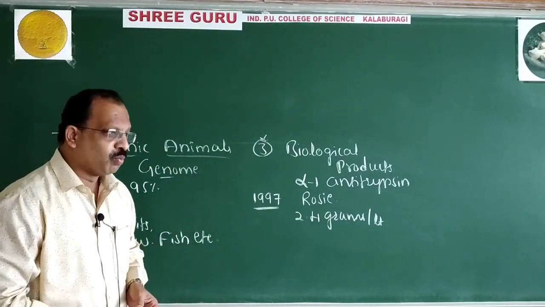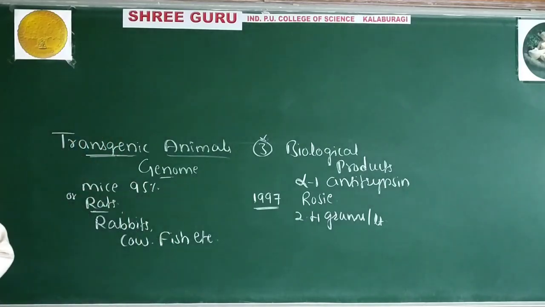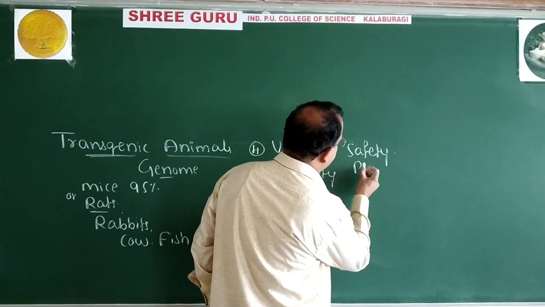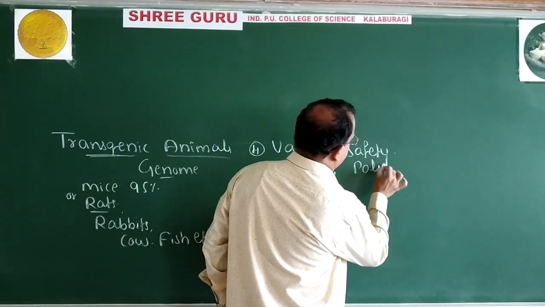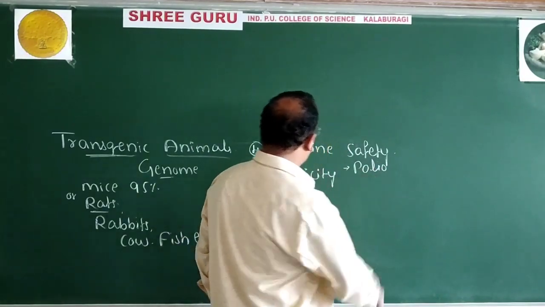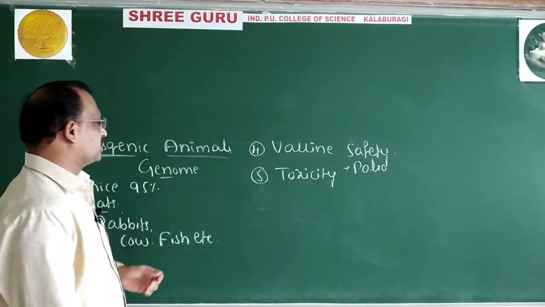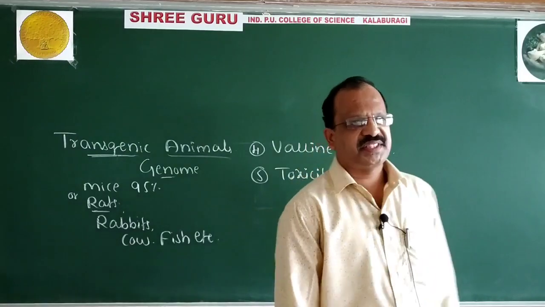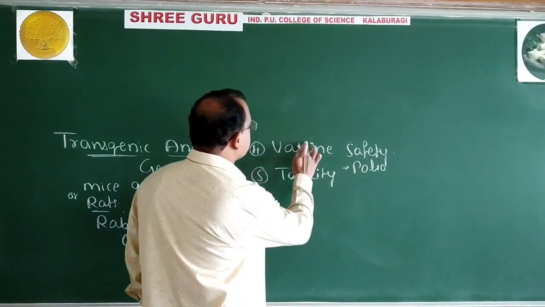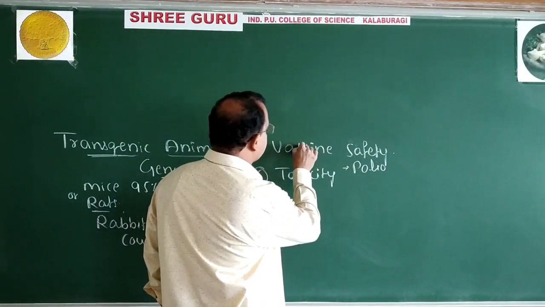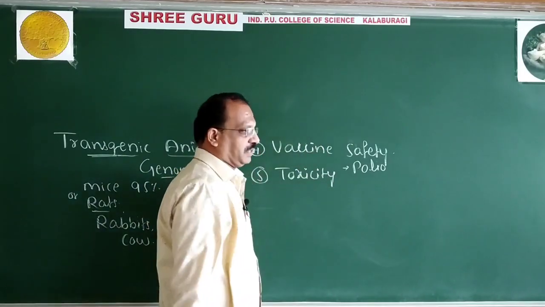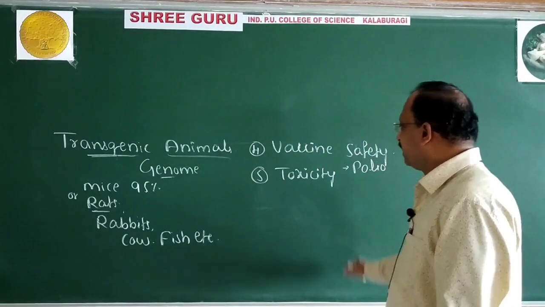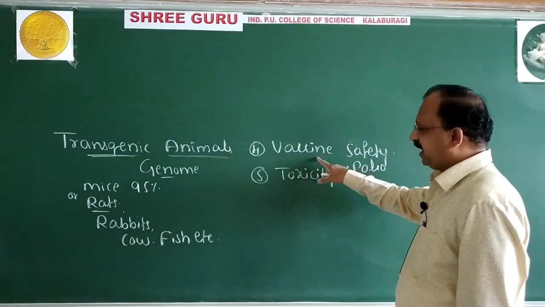Now look over, two more benefits of this transgenic animal. So fourth one is vaccine safety. They are used to study the safety of vaccines. This transgenic animals are used to study safety of the vaccines.